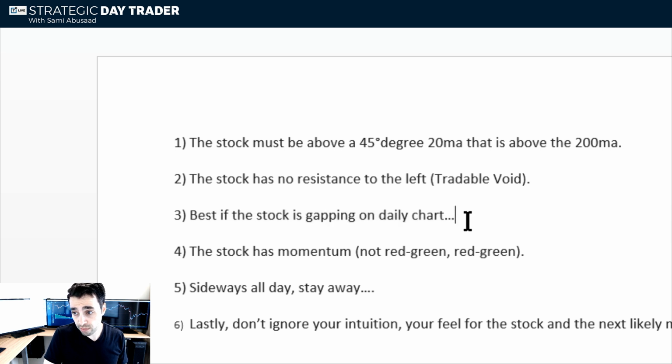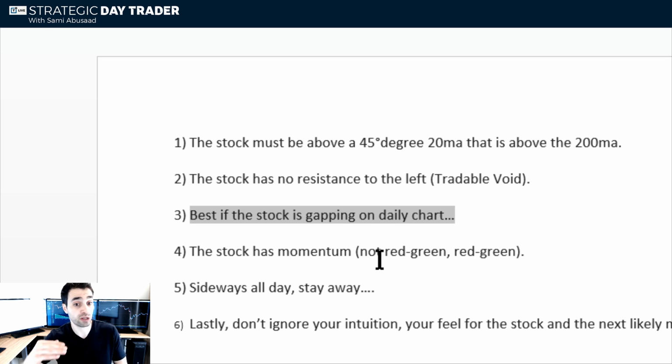One of the easiest things to look for is gaps, right? And that's usually the best catalyst. So best if the stock is gapping on the daily chart. We want the stock to have momentum. The stock has to have momentum, not red, green. Momentum means follow through. It means you get one green bar, another green bar, a third green bar in a row.